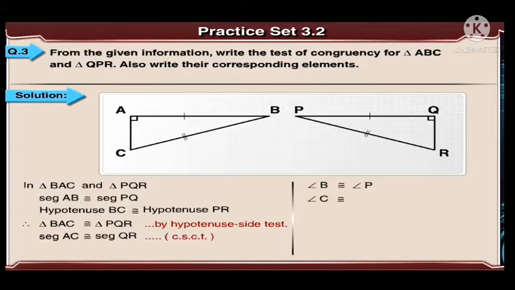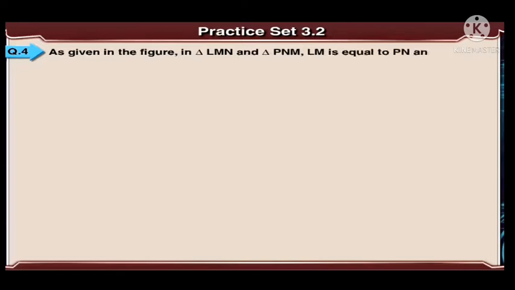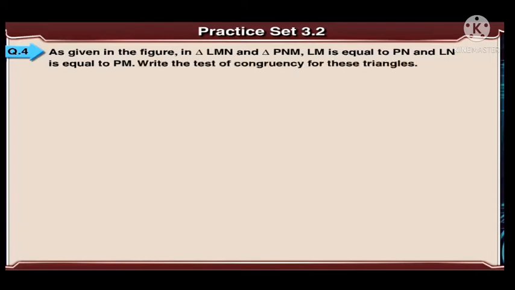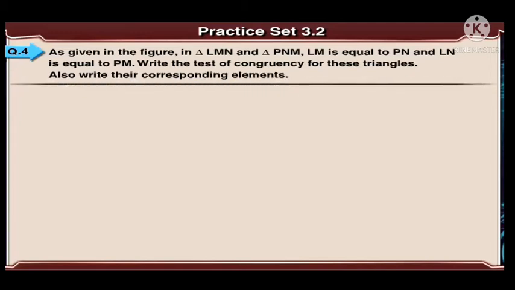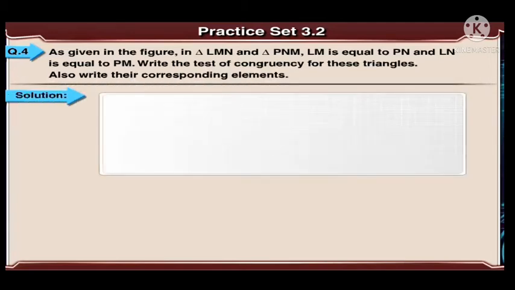And angle B is congruent to angle P and angle C is congruent to angle R since they are corresponding angles of congruent triangles. Question number 4. Given in the figure, in triangle LMN and triangle PNM, LM is equal to PN and LN is equal to PM. Write the test of congruency of these triangles and also write the corresponding elements. Solution.